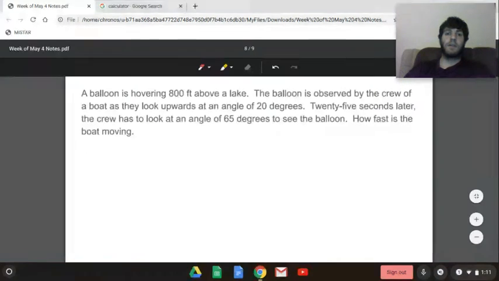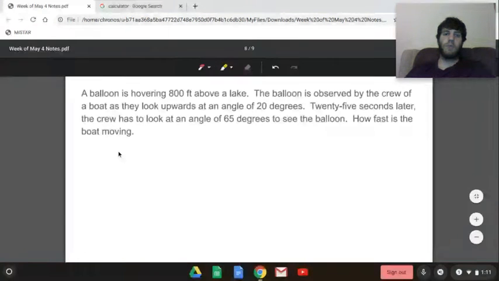Okay. Second question. You have a balloon hovering 800 feet above the lake. The balloon is observed by the crew of a boat as they look upwards at an angle of 20 degrees. 25 seconds later, the crew has to look at an angle of 65 degrees to see the balloon. How fast is the boat moving?